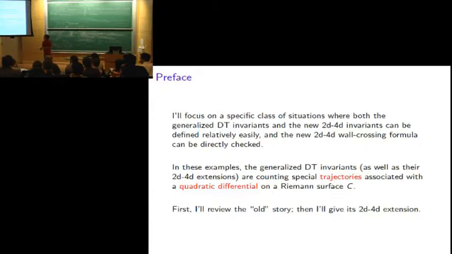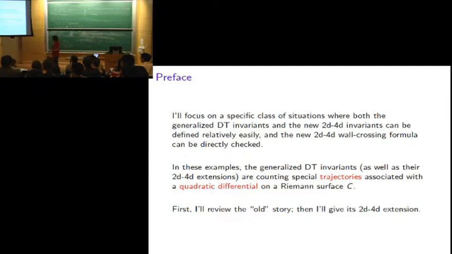A DT invariant is always supposed to be counting some geometric object. In this case, it'll be counting geometric objects that we can really get our hands on. There'll be some special trajectories. We'll have a Riemann surface. The only geometry will be that of a Riemann surface. We'll be counting some special trajectories on that Riemann surface. The trajectories are defined with the aid of some meromorphic quadratic differential. So that's the usual DT invariants.